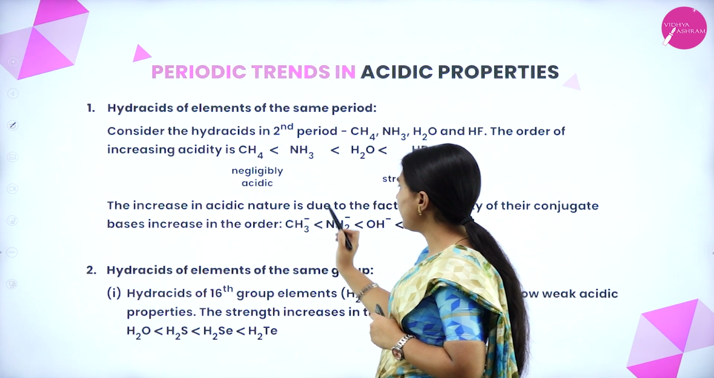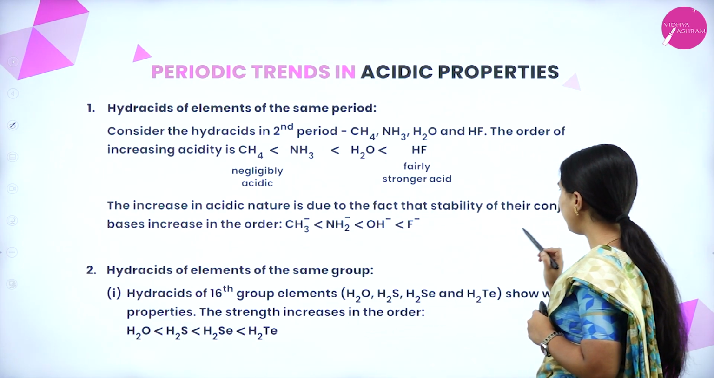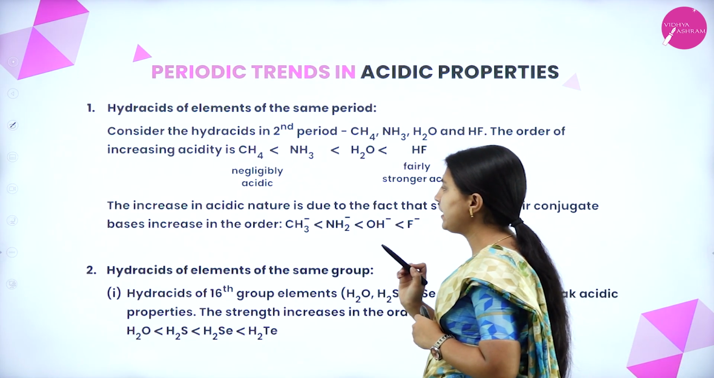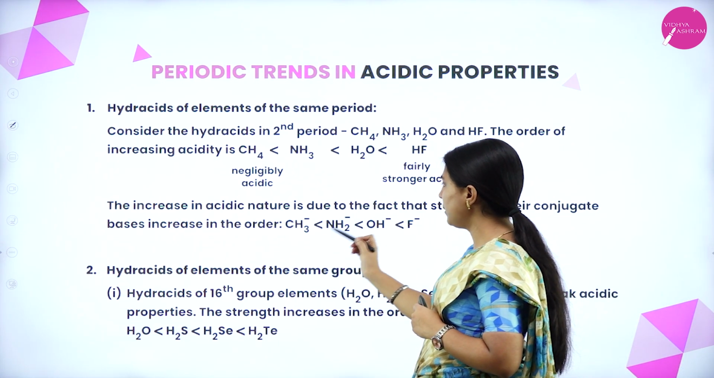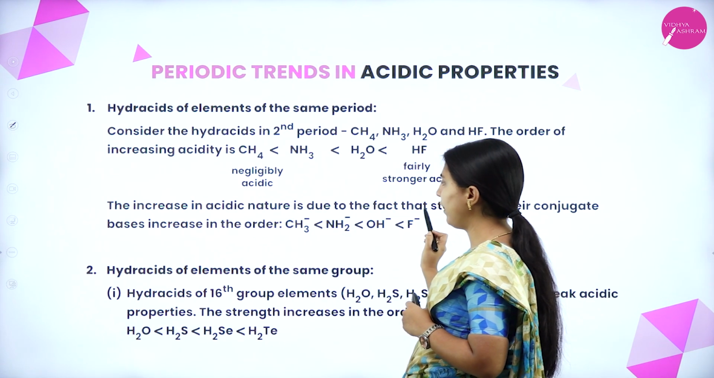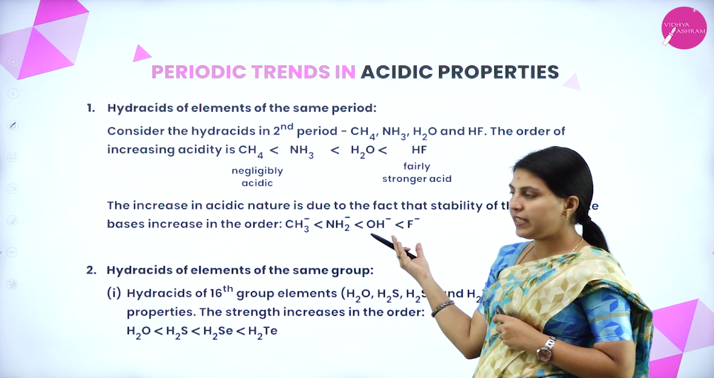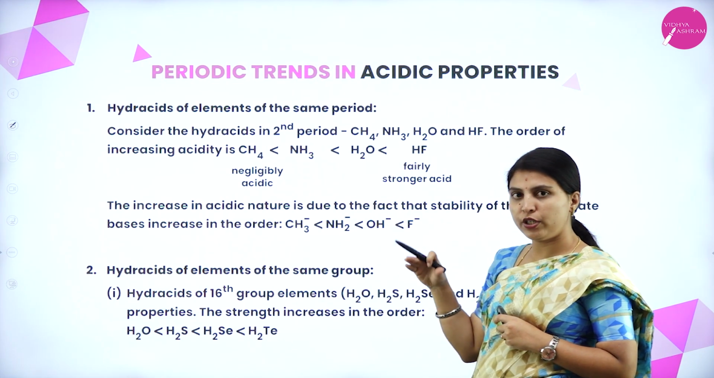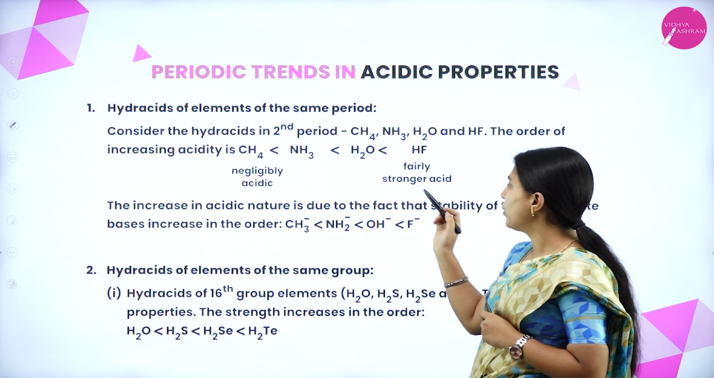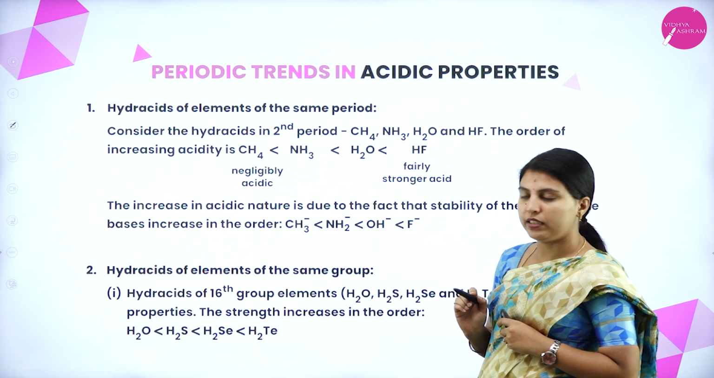The increase in acidic nature is due to the fact that the stability of their conjugate bases increases in the order of CH3 minus, NH2 minus, OH minus and F minus. Due to this, the proton donor capacity is there, and also after donating, the stability is there. So they are judged like this.